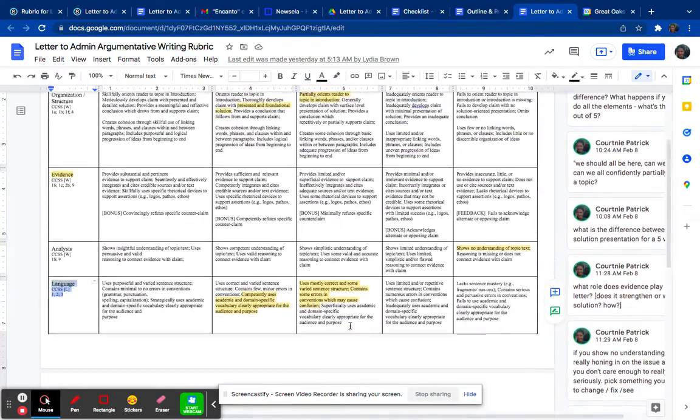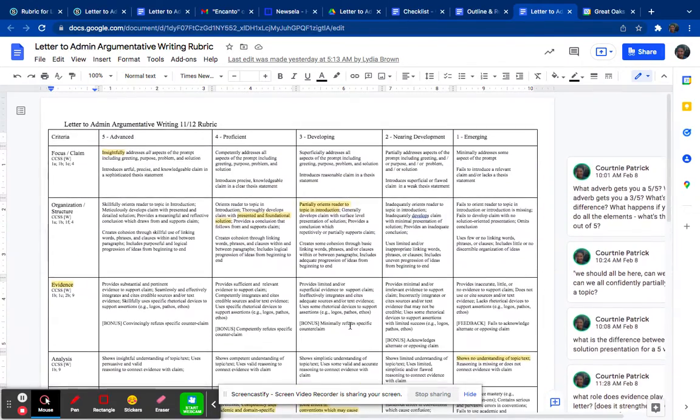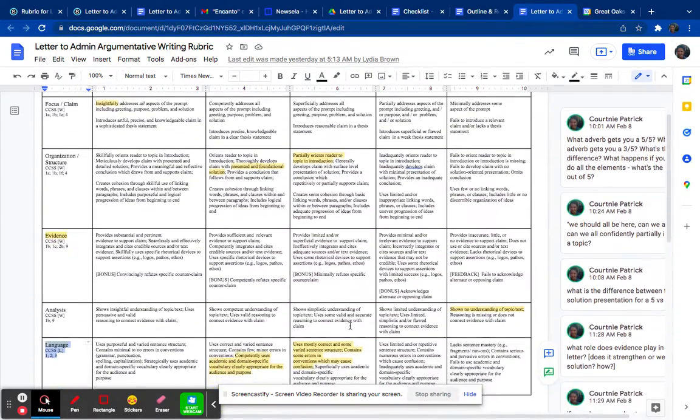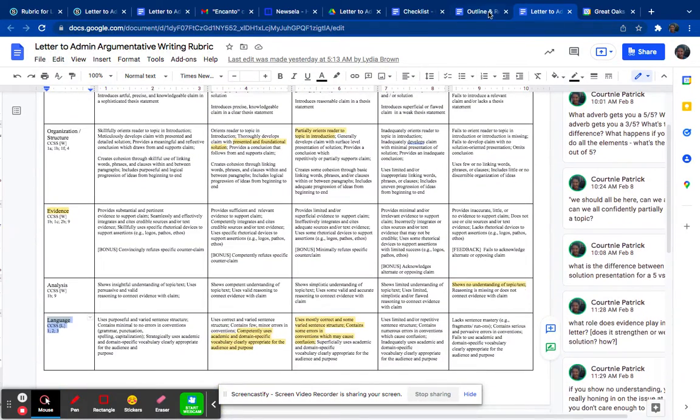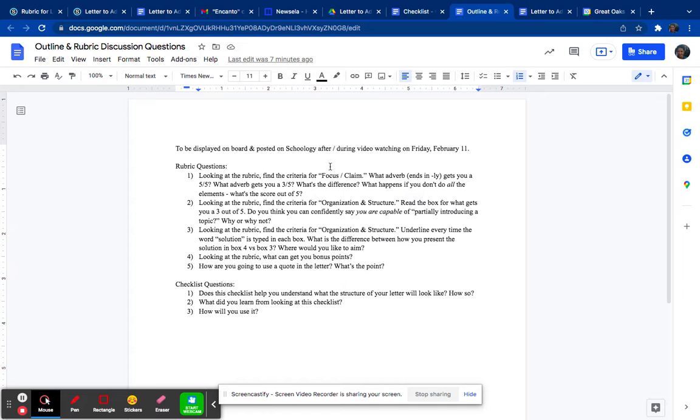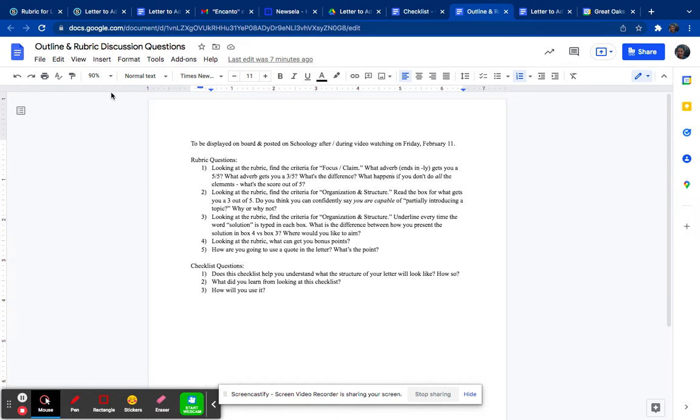So what you're going to do today before you continue on with your brainstorming is you're going to be focusing on this rubric in order to answer some questions. For example, I'm going to do one with you. And if you're paying attention, you can use it to answer.